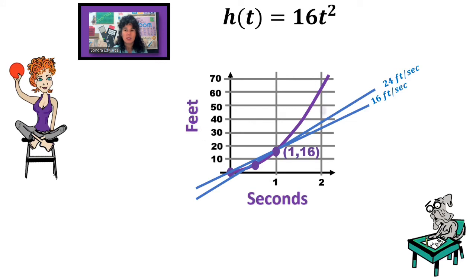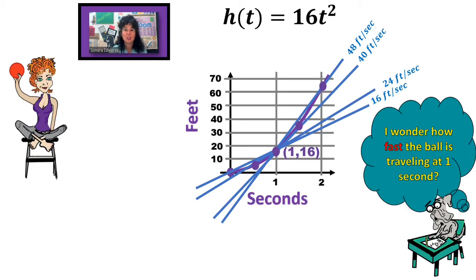Then we kept the (1, 16) and started looking for overestimates. We picked 2, which is on the right side of 1, calculated the slope of the secant and got 48. Stayed with (1, 16), picked a point even closer to the point (1, 16) on the right side. We plugged in 1.5, calculated the slope of the secant and got 40 feet per second.